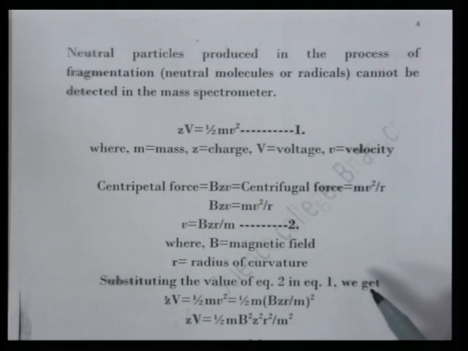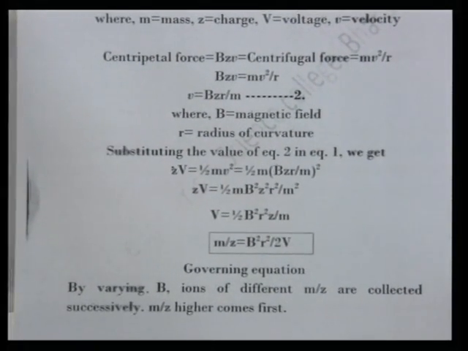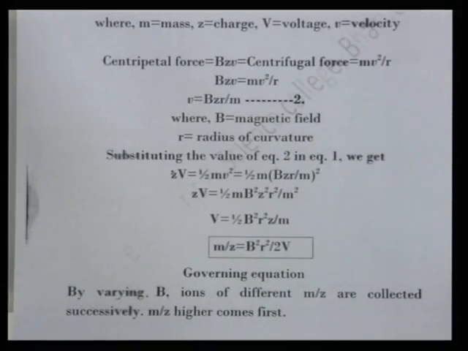substituting the value of equation 2 into equation 1, we get ZV equals half mv square equals half m into bracket BZr upon m whole bracket square. Therefore, capital V equals half B square r square Z by m. Therefore, m by Z equals B square r square upon 2V. Now, the radius of curvature is constant here, and the voltage is also constant. So this m by Z value depends upon the magnetic field variation. This equation governs that by varying the magnetic field, ions of different m by z are collected successively. Higher m by z comes first.